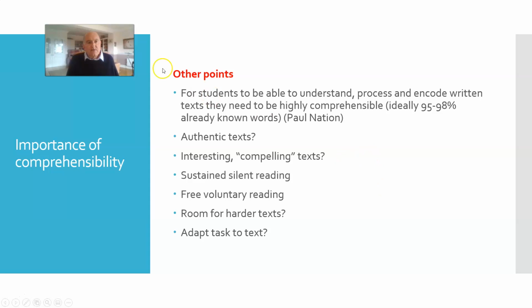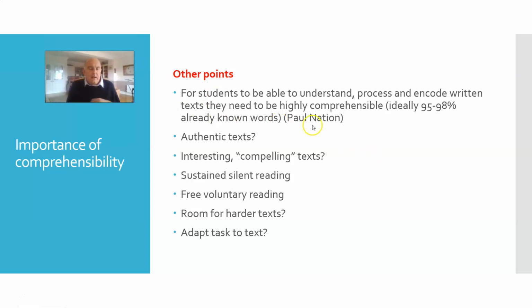There are some other points about reading as well which I'd like to throw in. Paul Nation, who has written a lot about vocabulary in particular and also about reading, points out that if we want students to be able to understand, process and encode in memory written texts, these texts need to be highly comprehensible. Now, he suggests that for most students, we're talking about 95 to 98% of words from a text already being known. And he said elsewhere that if you go below 80%, then effectively you don't make sense of the text at all. And so for our minds to be able to process language and lead to acquisition, texts need to be understood.